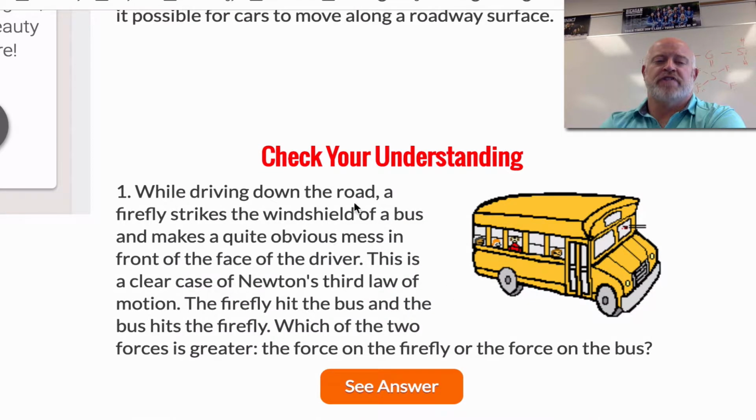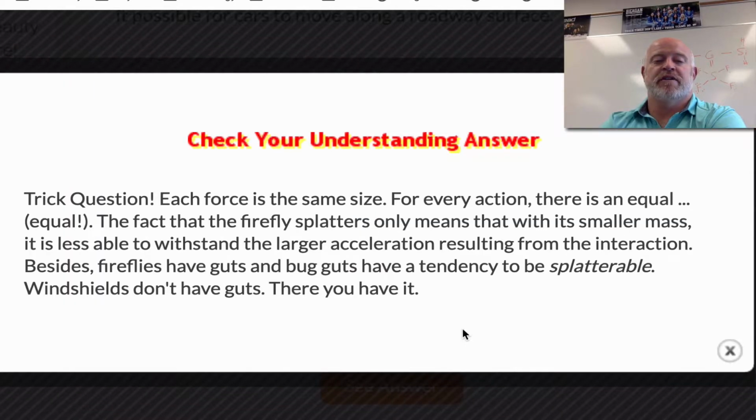Now, if you're driving down a road and a firefly hits the windshield of a bus, if we apply Newton's third law, what is greater, the force of the firefly or the force on the bus? Take a look at our answer. It's actually a trick question. When I ask which one is greater, the force on the firefly or the force on the bus, the reality is each force is the same size. Newton's third law says every action has an equal and opposite reaction, which means the forces are the same size.